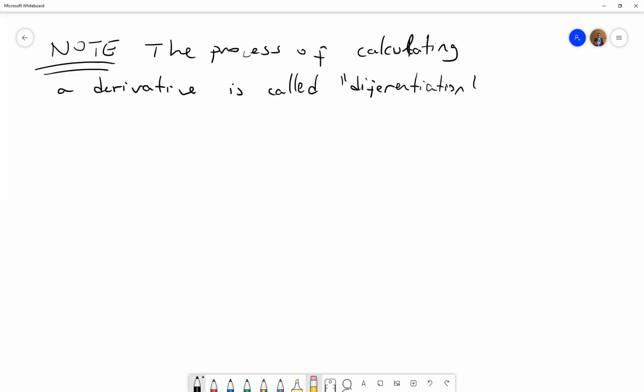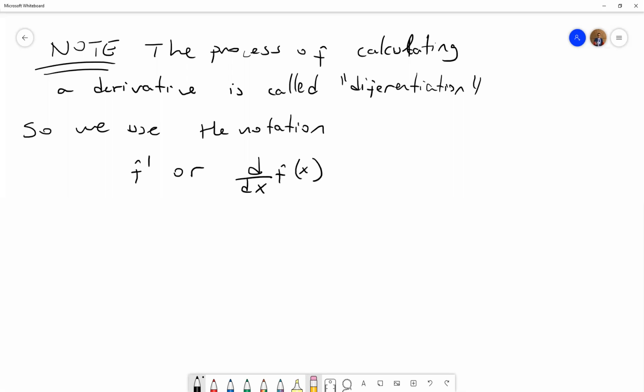So we use the notation f prime or d over dx of f(x), and I have also some more notation, and I will give it in this lecture in the future. Now let's find some examples, the solution of some examples.